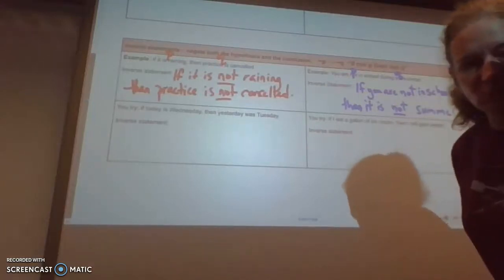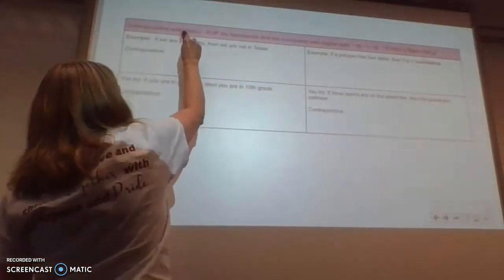Okay. We might not make it. We only have 15 seconds. Contrapositive is to flip them and negate them. So here's our P. Here's our Q.